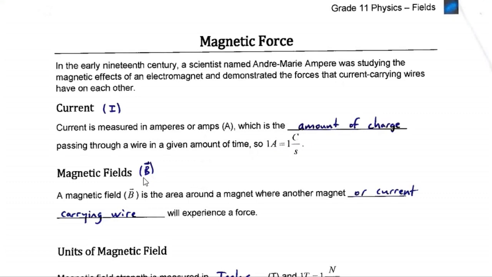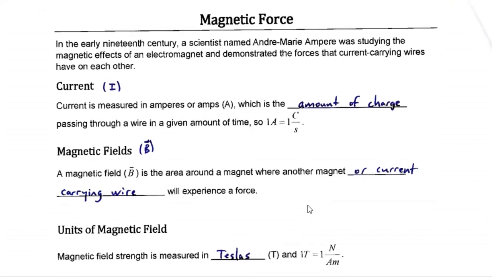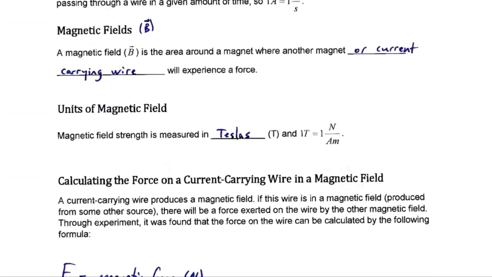I already mentioned that we represent magnetic fields with the capital B, and it's going to be the area around a magnet where another magnet or current carrying wire will experience a force. And so we just looked at a couple examples of where a current can induce a magnetic field, either with a straight wire or a curled wire. And the units for the magnetic field are called Teslas. And 1 Tesla is the same as a Newton per amp times meters. So newtons over amps times meters.